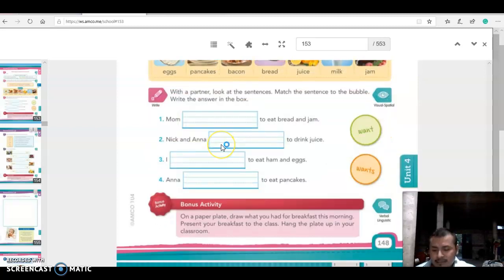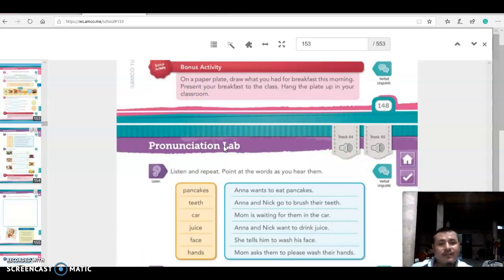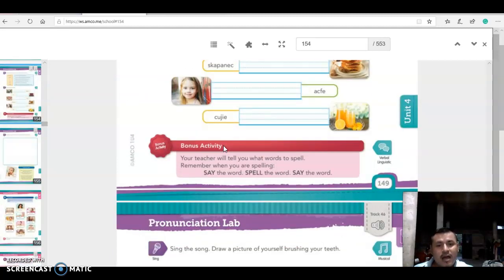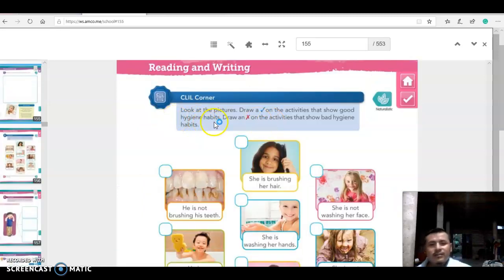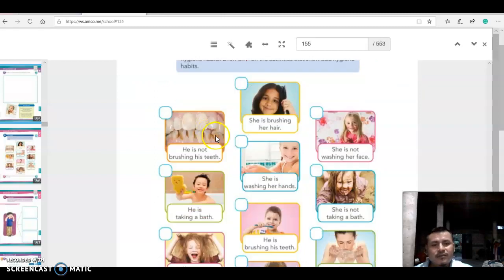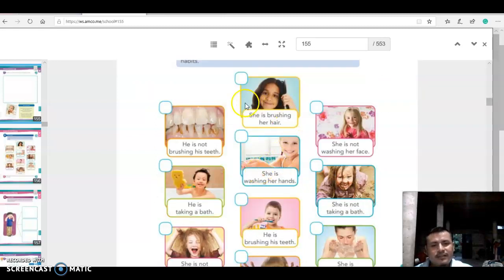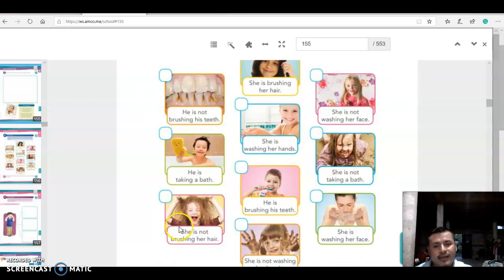Okay, so we're going to go very quick on the next page that you need to do, on page 151. You need to do this too, alone, please. And then what are you going to do here? Take a look at this picture. What can you see? You see girls and boys, okay? And you see those pictures.